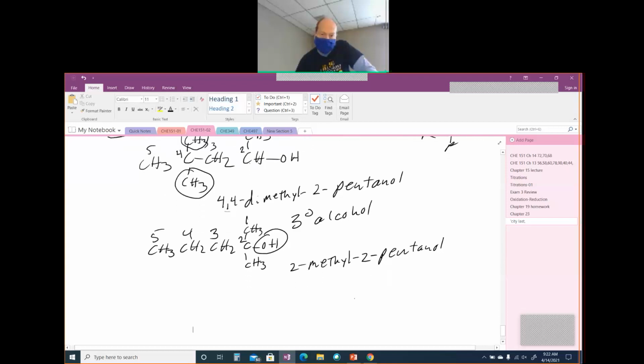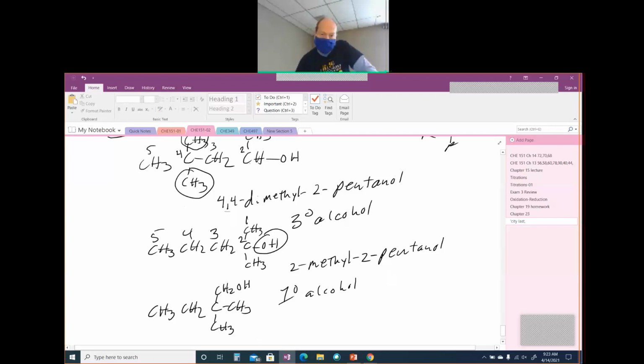All right, the next one. CH3, CH2, and then a C, CH3 down here, CH3 to the right, and then a CH2OH up here. So you see you have a CH2OH. That's a primary alcohol. Anytime the C with the OH has 2 hydrogens, it will have 1 carbon. It is a primary alcohol.